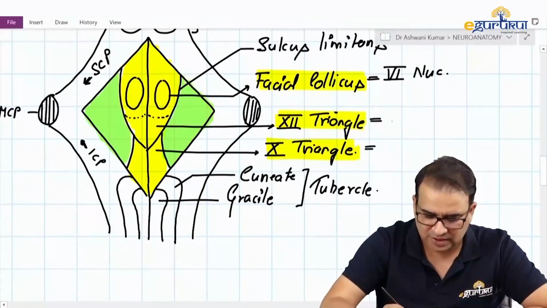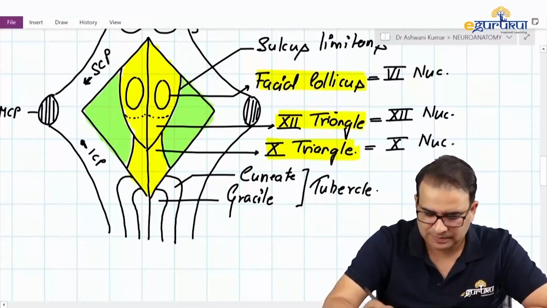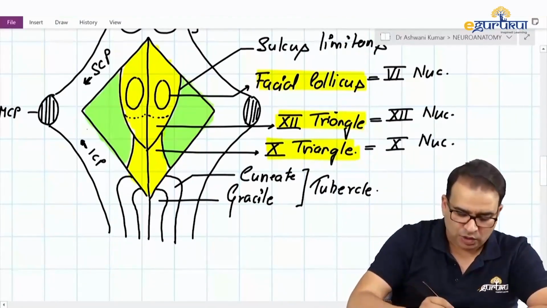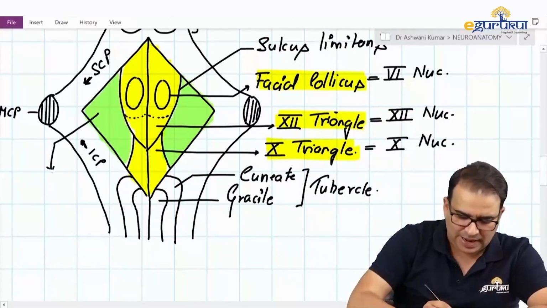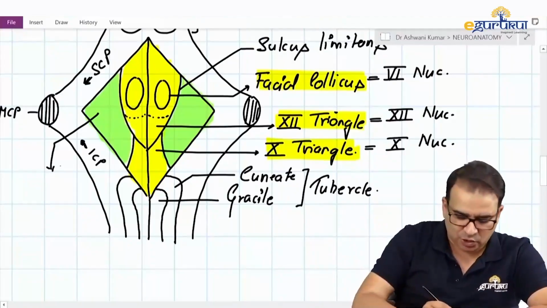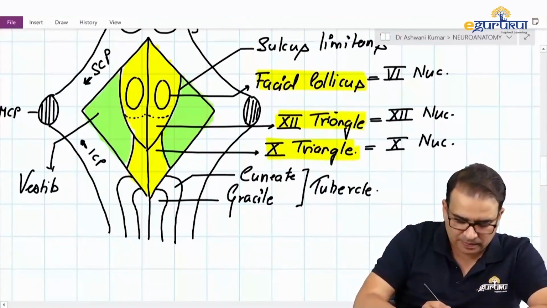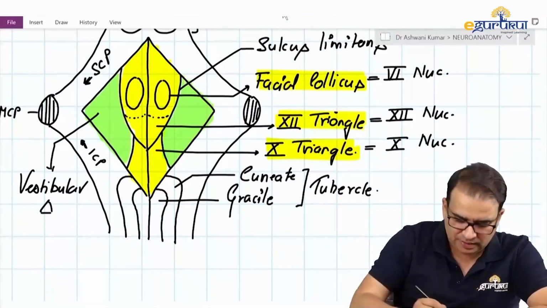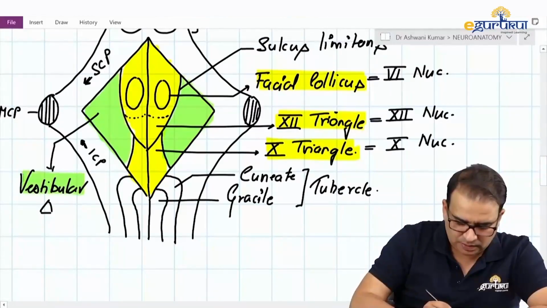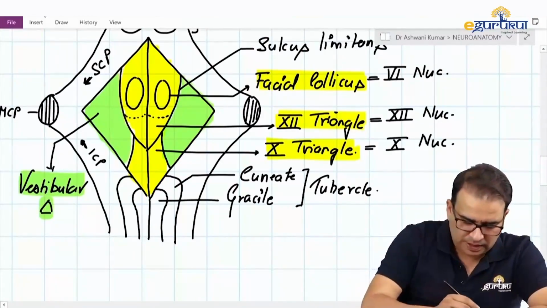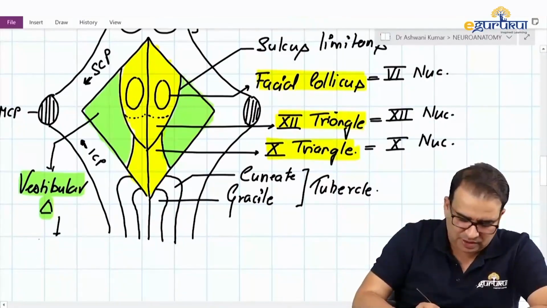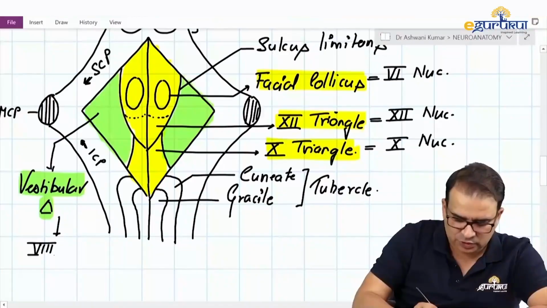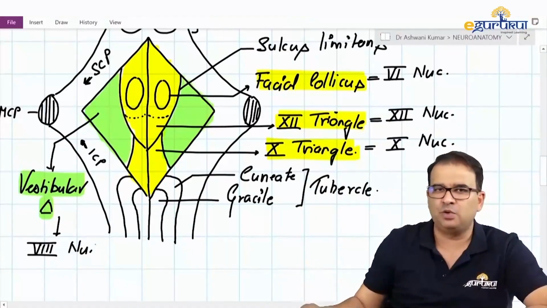For the rest of the two, it is fine. We have a hypoglossal nucleus there, and the vagal nucleus is there. What about on the lateral side? Lateral to the sulcus limitans, that elevation is called the vestibular triangle. And the nucleus present deep to the vestibular triangle is obviously the eighth nerve nucleus. So the eighth nucleus; the vestibular nucleus is the eighth nucleus.